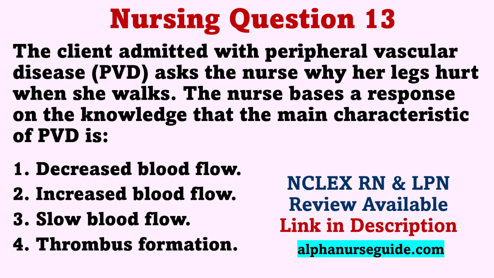Decreased blood flow. Decreased blood flow is a common characteristic of all PVD. When the demand for oxygen to the working muscles becomes greater than the supply, pain is the outcome. Slow blood flow throughout the circulatory system may suggest pump failure.